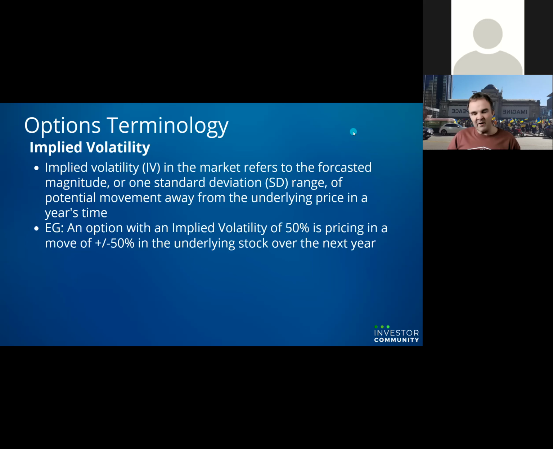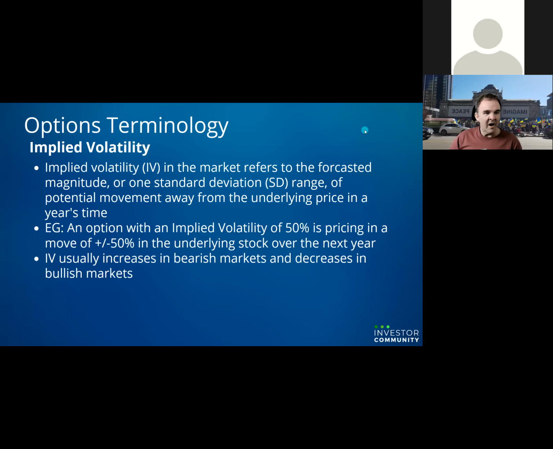And we'll show a little bit of an example here. An option with an implied volatility of 50% is pricing in a move of plus or minus 50% in the underlying security over the next year. All right, so if it's trading at 100 right now, and it's got a 50% volatility, that means it could go to 150 or it could go to 50. That's what's being priced in, that range, over the next year.